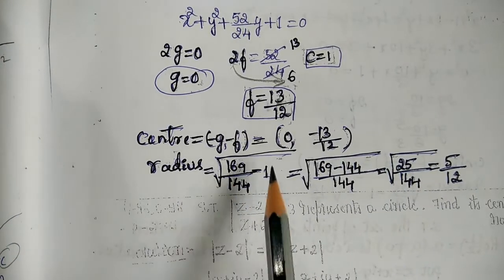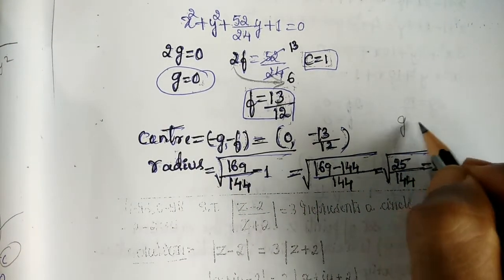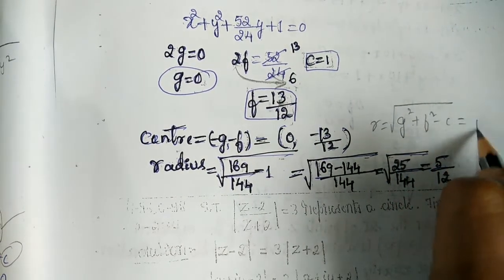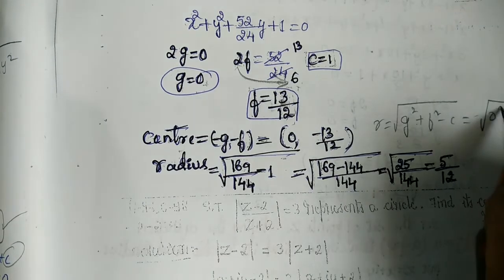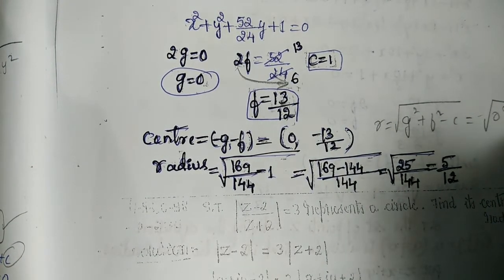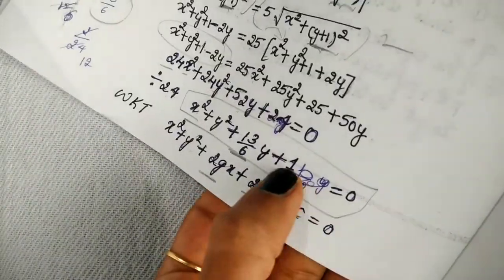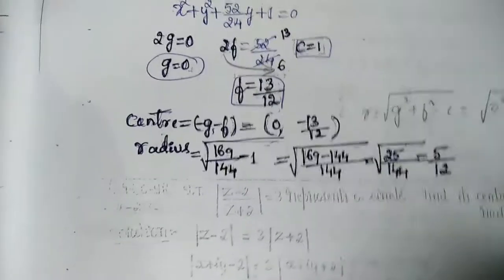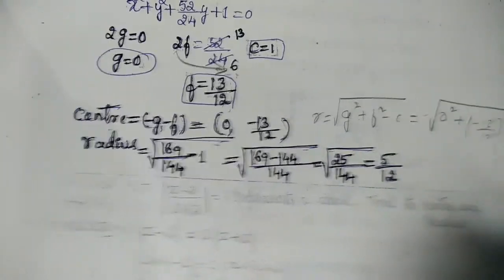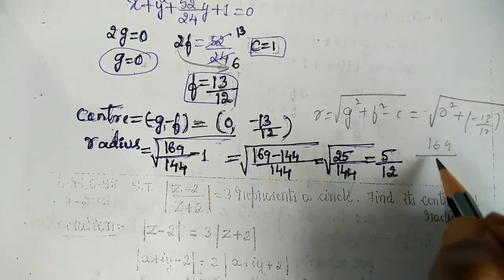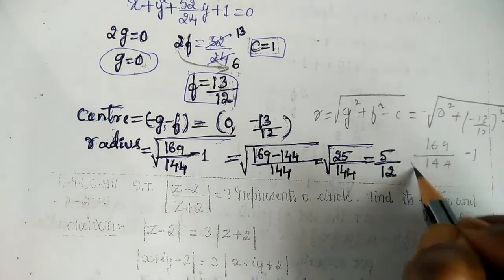What is the radius? r is equal to square root of g square plus f square minus c, which is equal to square root of 0 square plus (minus 13 by 12) whole square minus c. And what is c here? For this equation c is 1. So substitute that 1. What is minus 13 square? 169. 12 square is 144, minus 1, under the square root.